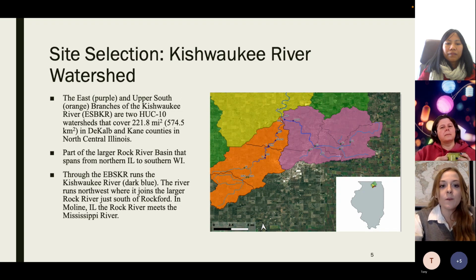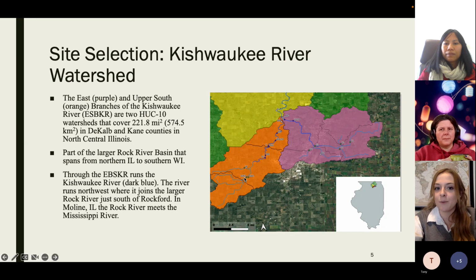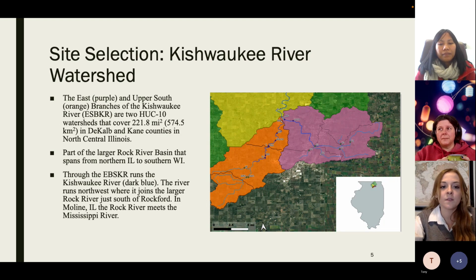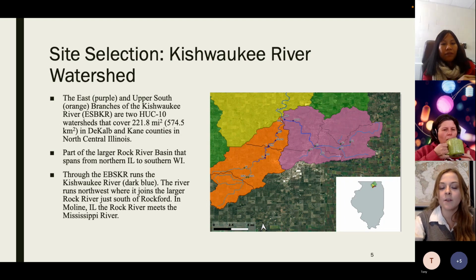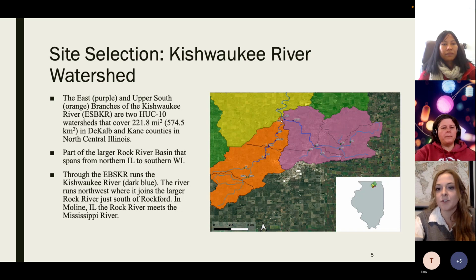What we're looking at in the purple shaded region is our east branch, and in the orange area, we have our south branch. Each of these are HUC 10 watersheds, and cumulatively they cover 221.8 square miles in DeKalb and Kane counties. It's also part of the larger Rock River Basin, which spans from northern Illinois to southern Wisconsin. Throughout both of the watersheds runs the Kishwaukee River. This river is unique because it flows northwest to join the Rock River just south of Rockford, where it then meets the Mississippi in Moline.